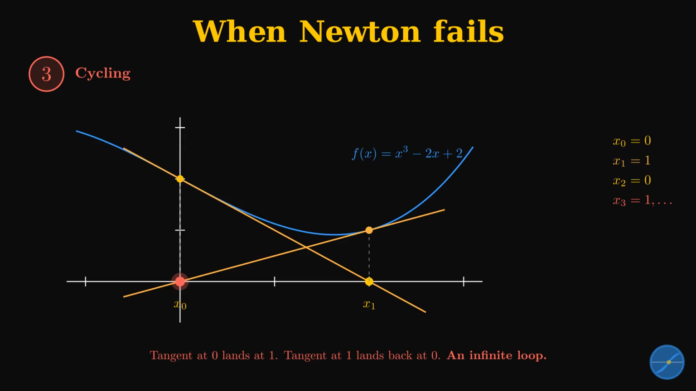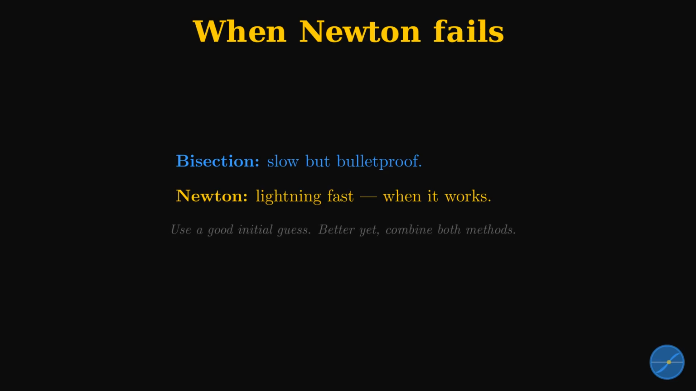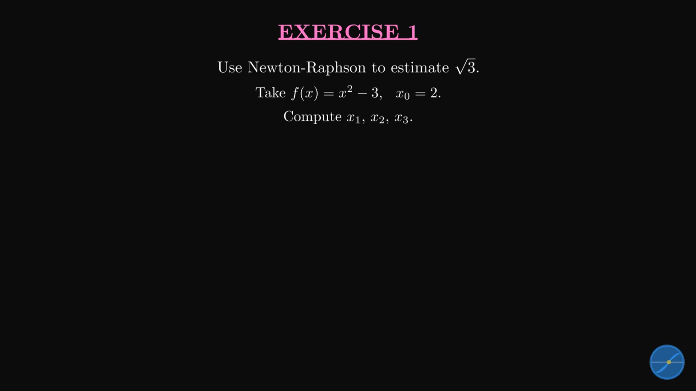An infinite loop. So bisection is slow but bulletproof. Newton is lightning fast when it works. Use a good initial guess or better yet combine the two. Exercise 1. Use Newton to estimate the square root of 3. Take f of x is equal to x squared minus 3. Start at x naught is equal to 2 and compute x1, x2 and x3. Pause here and work the three steps.